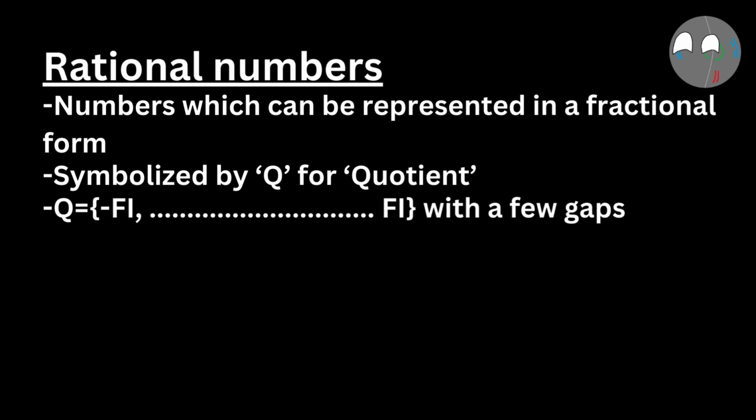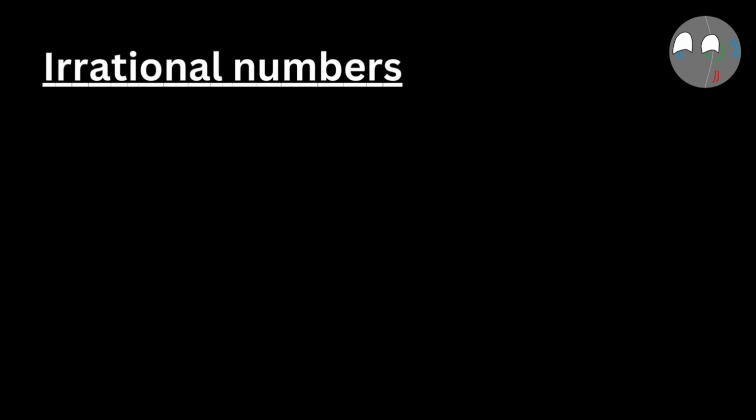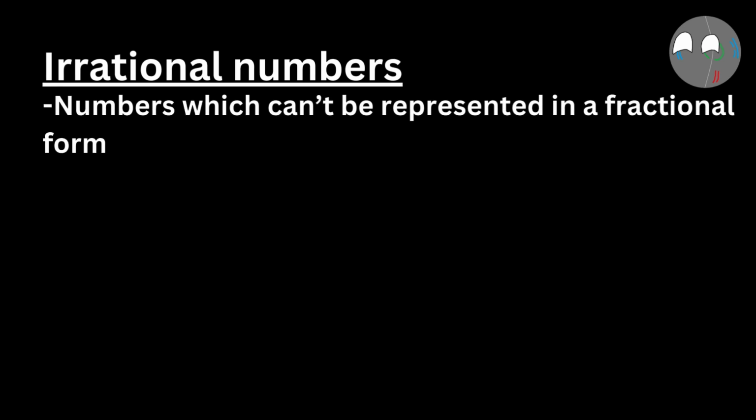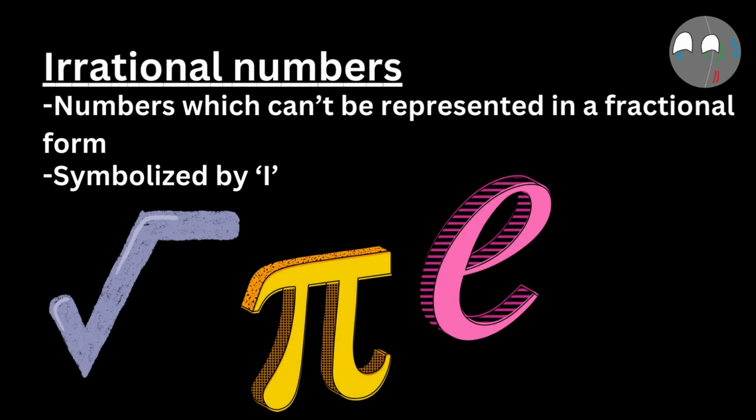But of course there are a few gaps because there are irrational numbers such as pi or Euler's number. So next are irrational numbers. Numbers which can't be represented in a fractional form are called irrational numbers. These numbers are represented by the letter I, for irrational numbers, of course. A few examples include pi, the golden ratio, square roots of most non-perfect squares, and even Euler's number, and there are still a lot more irrational numbers.